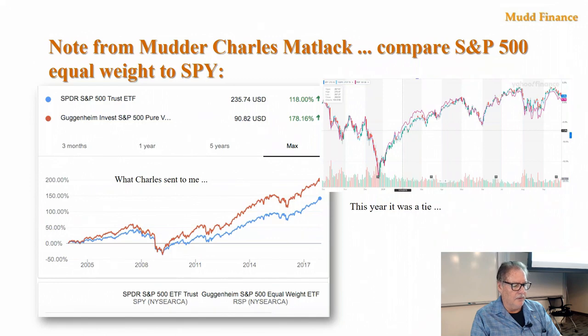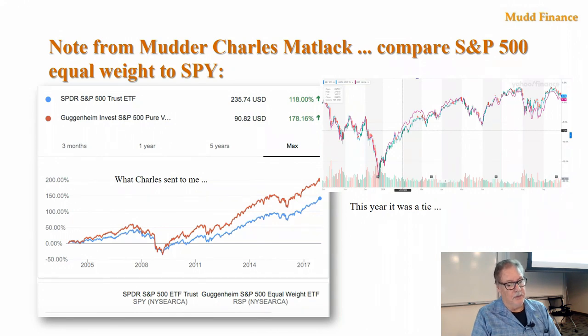And so when he sent that to me, there's a slide that's right there. The red represents the Guggenheim fund that has the S&P 500 stocks, but equally weighted. And the blue represents the actual index, and therefore any fund that conforms to it. And when he sent that to me, clearly the equally weighted fund was outperforming. So since then, I've sort of kept an eye on it. But at least this year, it was pretty much a tie. They're much closer to each other this year than they were when Charles sent me that graph, as you can see. So it doesn't matter very much.